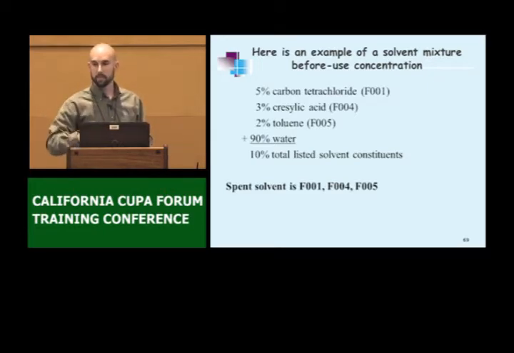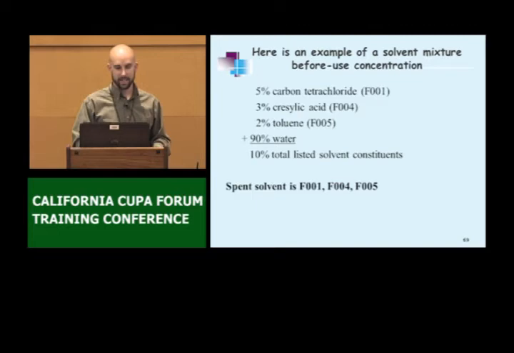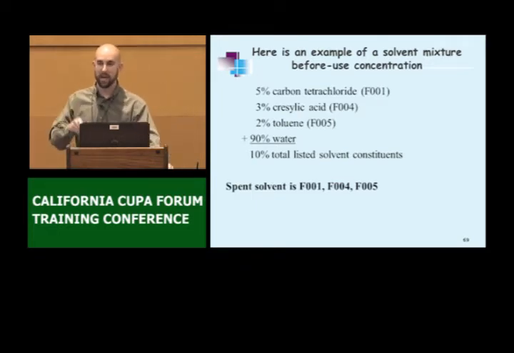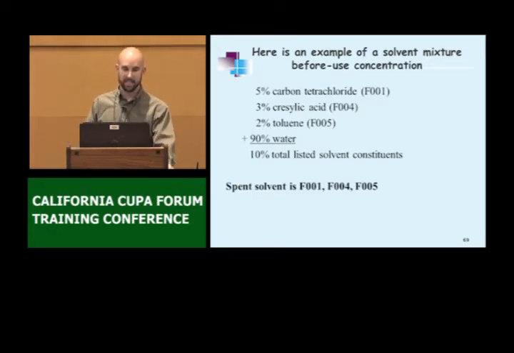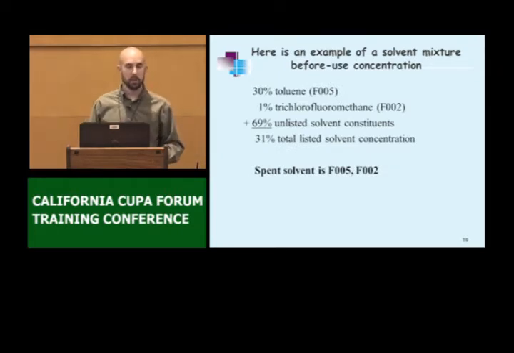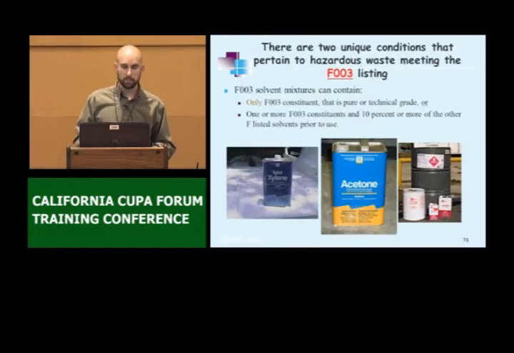What was that? All of them. Milky Way. That's right. Hook them up with the Milky Way. So pretty easy: 30% toluene, 1% trichlorofluoromethane, 31% total, above 10%. It's going to carry those listings. Pretty straightforward. F003 on the other end, a little bit tricky.